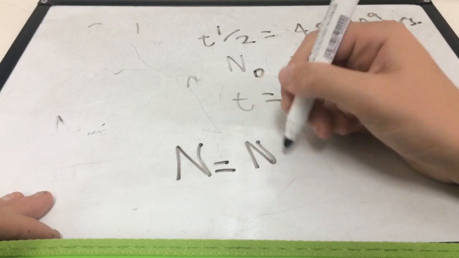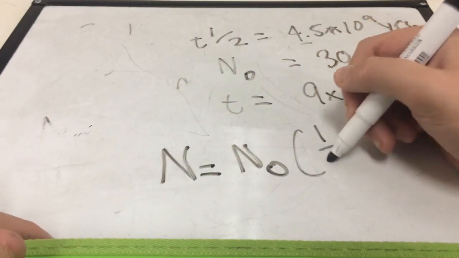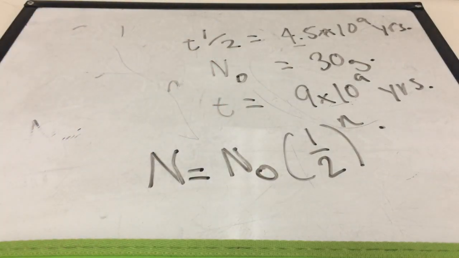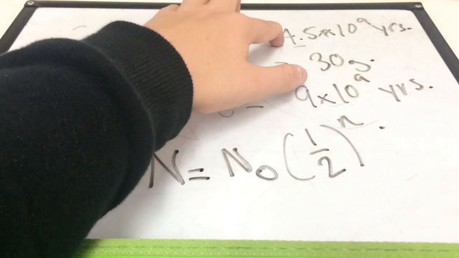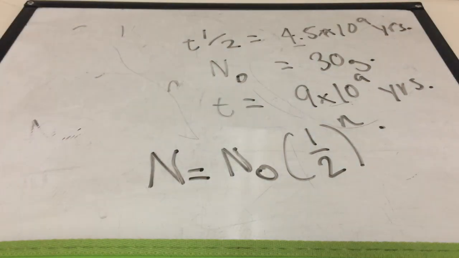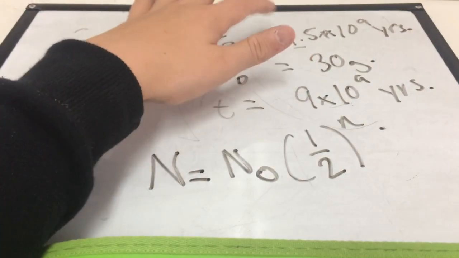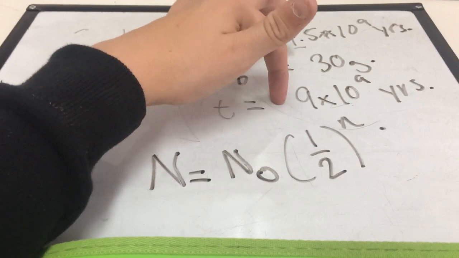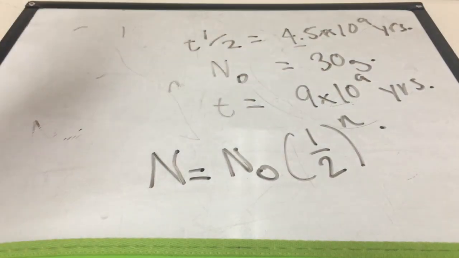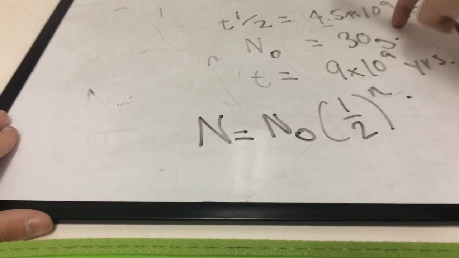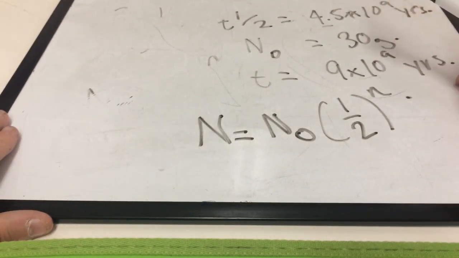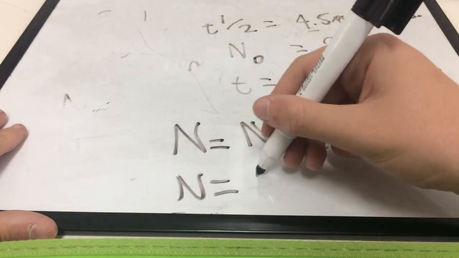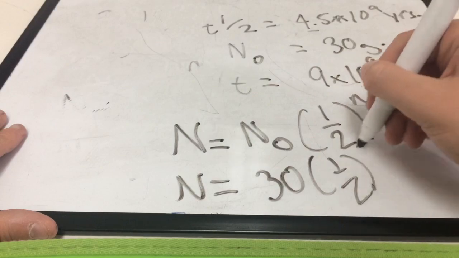Okay, all it wants is for us to plug it into our formula. N, the amount of substance, equals the initial amount times half to the power of the number of half-lives. How many half-lives do we have here? Well, 4.5 billion years plus another 4.5 gives us 2 half-lives of 9 billion years. So it's 2 half-lives, and we've got 30 grams to start off with. So 30 times half to the power of 2.